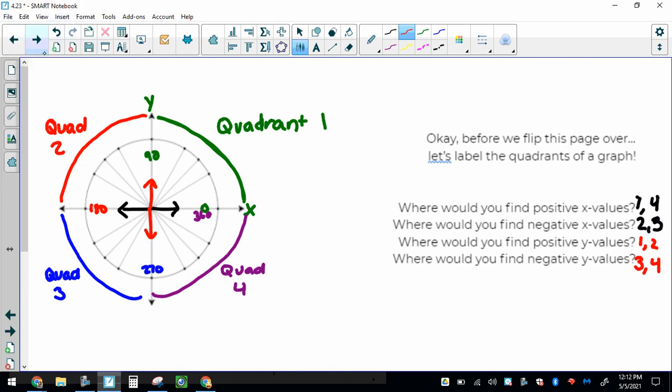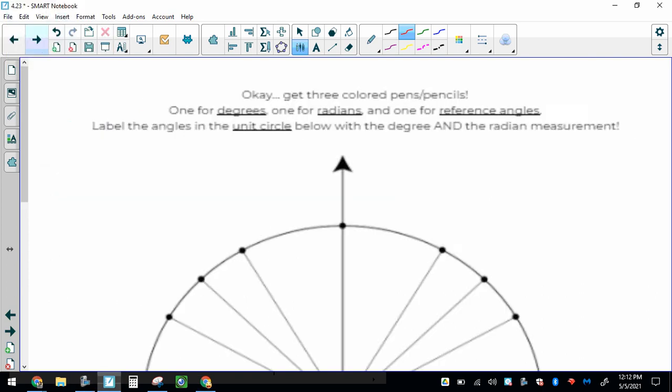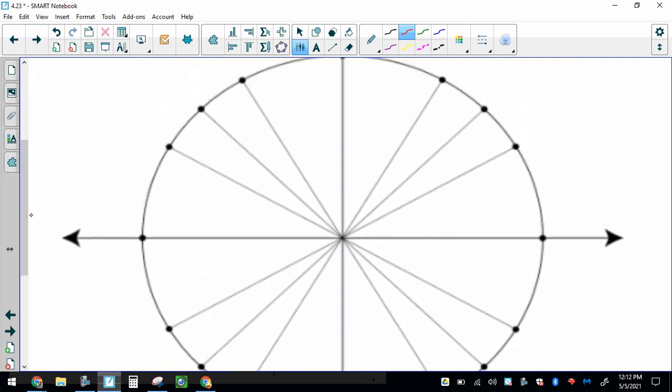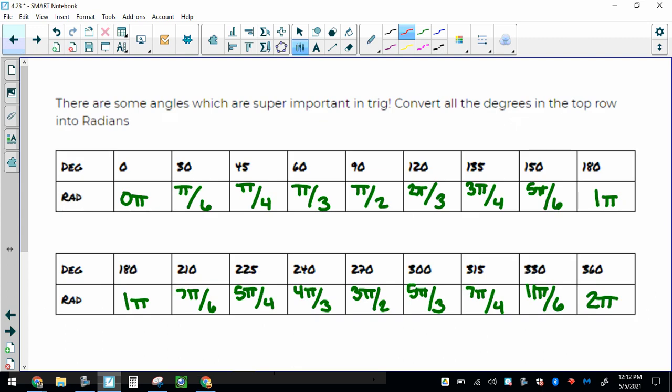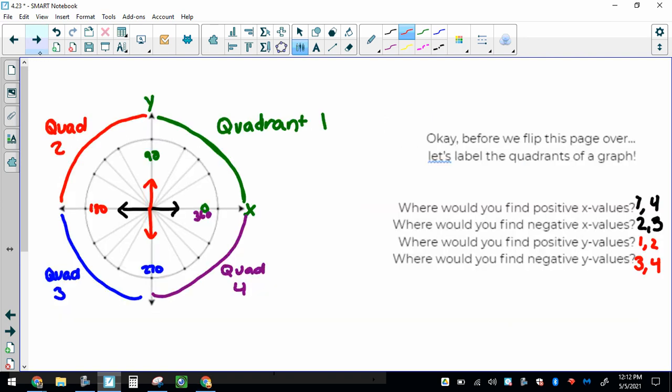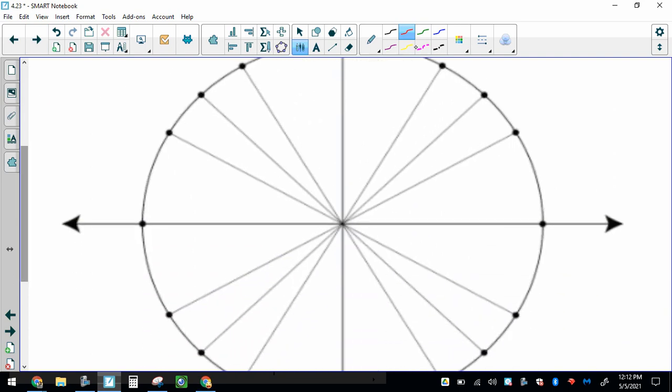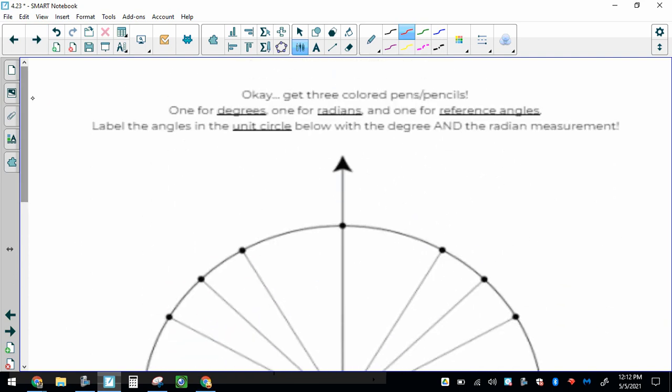All right, so now let's get around to actually graphing this. All right, now you need some colored pencils for this, because what I actually want to do is I want to take all the values from this chart right here, and I want to plot them on a graph. I want to say, where does 30 degrees, what quadrant does that in, and what does it look like? All right, and we're also going to label it with pi over 6. All right, so I'm down here in this triangle. Grab one of your colors, and I'm going to use this color for degrees.